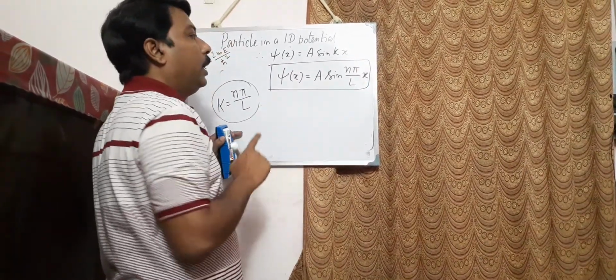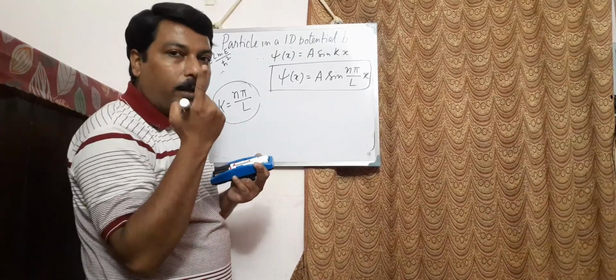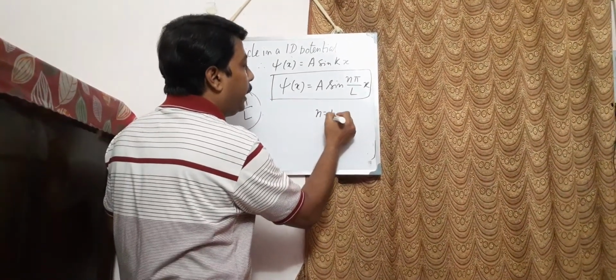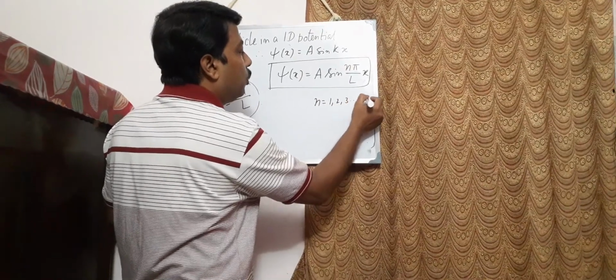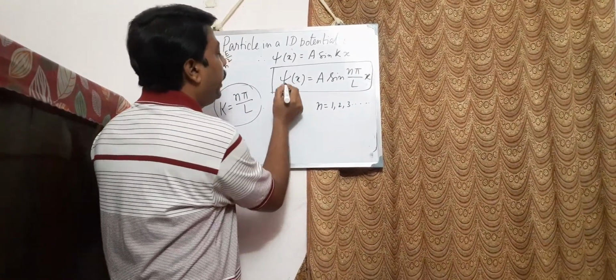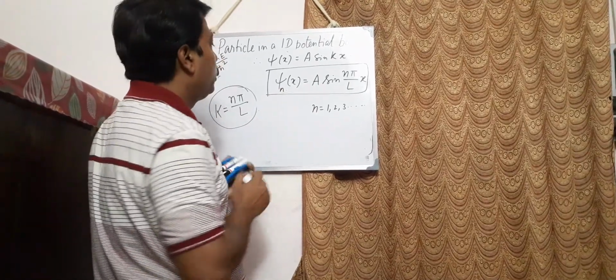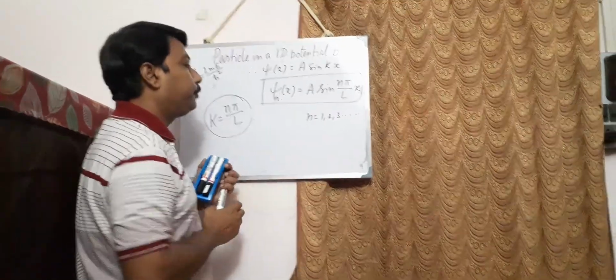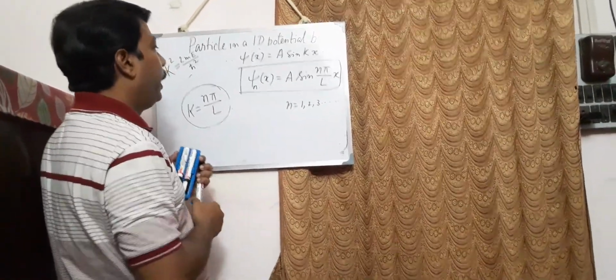And you see, we are not talking of only one wave function now. There are many wave functions, because n can take all integral values 1, 2, 3, etc. So basically, psi will be dependent on the choice of n. So you can have psi 1, psi 2, psi 3, different wave functions depending on the value of n.